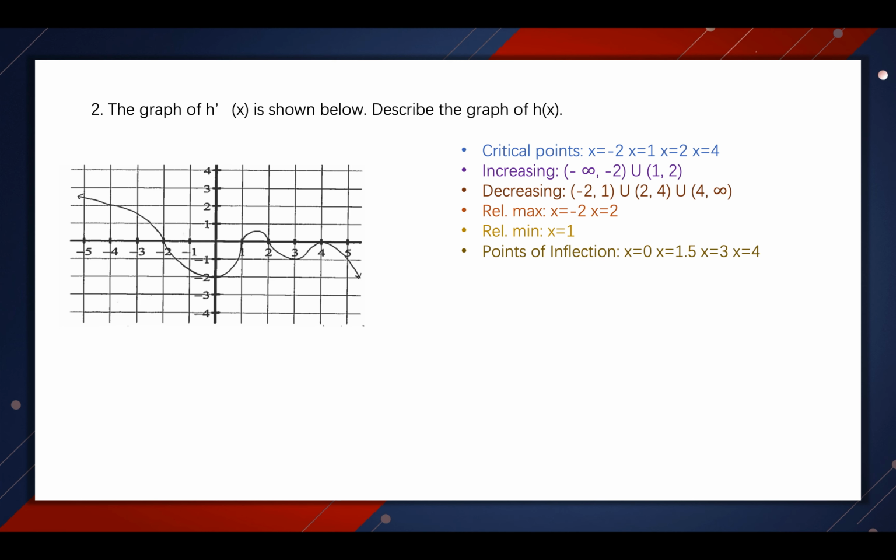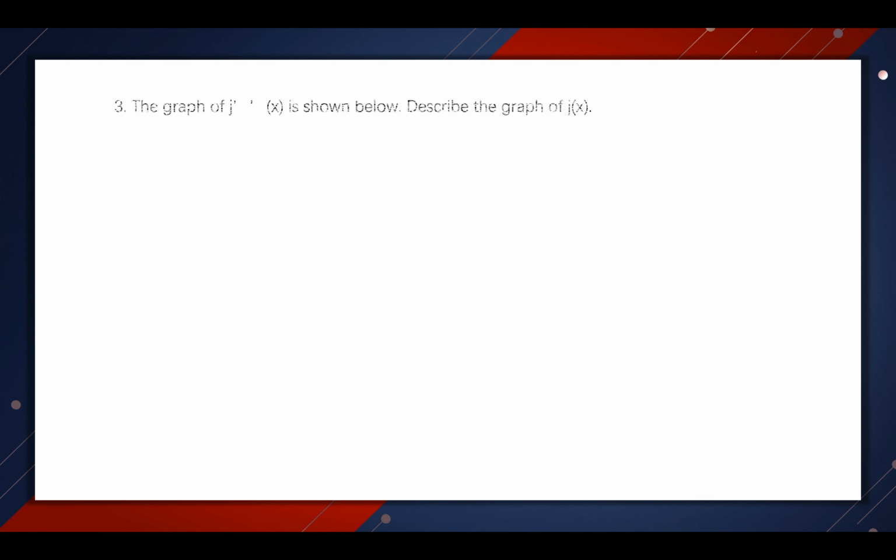The curve has a point of inflection when x equals 0, x equals 1.5, x equals 3, and x equals 4. The curve is concave up when x is between 0 and 1.5 and between 3 and 4. The curve is concave down between x equals negative infinity to 0 and x equals 1.5 to x equals 3 and x equals 4 to x equals positive infinity.